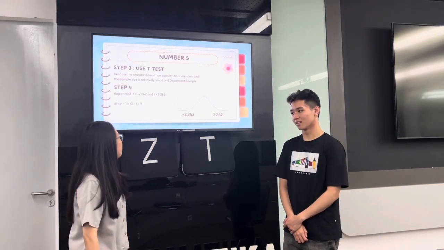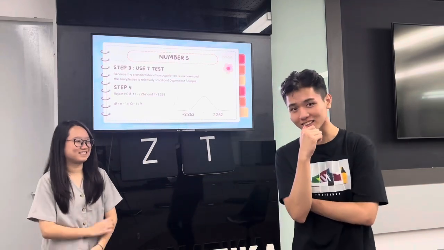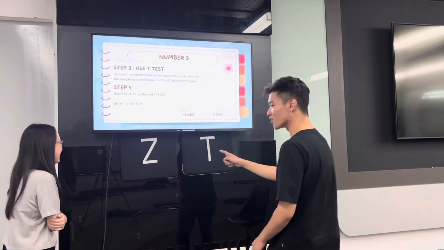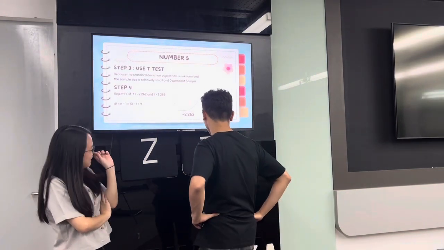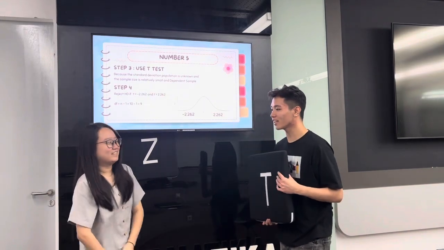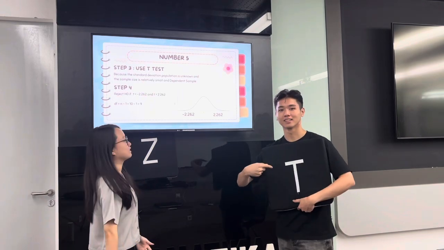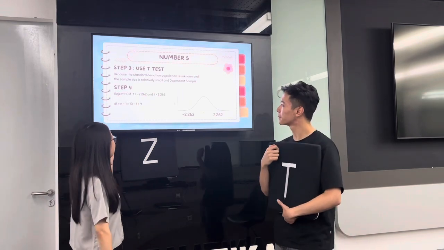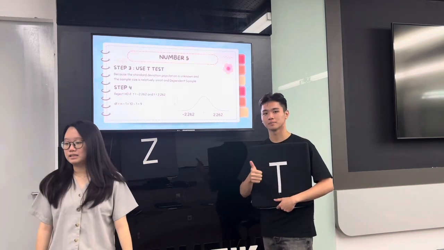So which formula are we going to use? I'm going to choose Z or T. I think T. Is it correct, Kelly? Correct, because the population standard deviation is unknown and the sample size in this question is relatively small, and it is a dependent sample.